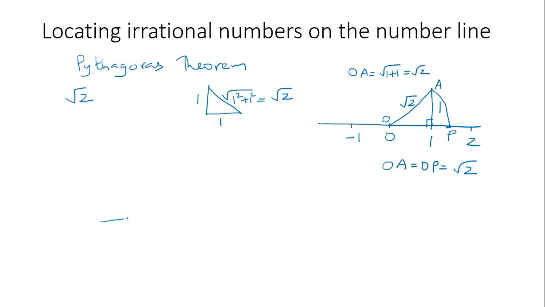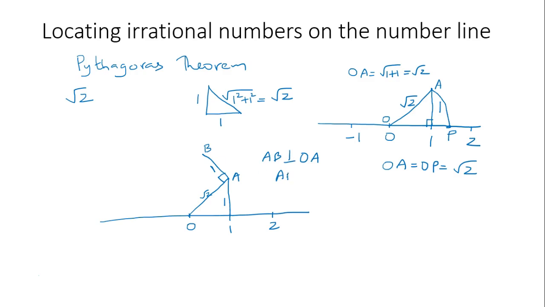For example, if you want to plot root 3, first start with 0, draw a perpendicular at 1 equal to 1 unit, and we are first plotting root 2. So this distance is going to be root 2, and if you draw one more perpendicular at this point, so this is a perpendicular line and this is 1 unit. So let's call this A and this is B. AB is perpendicular to OA and AB is equal to 1 unit.